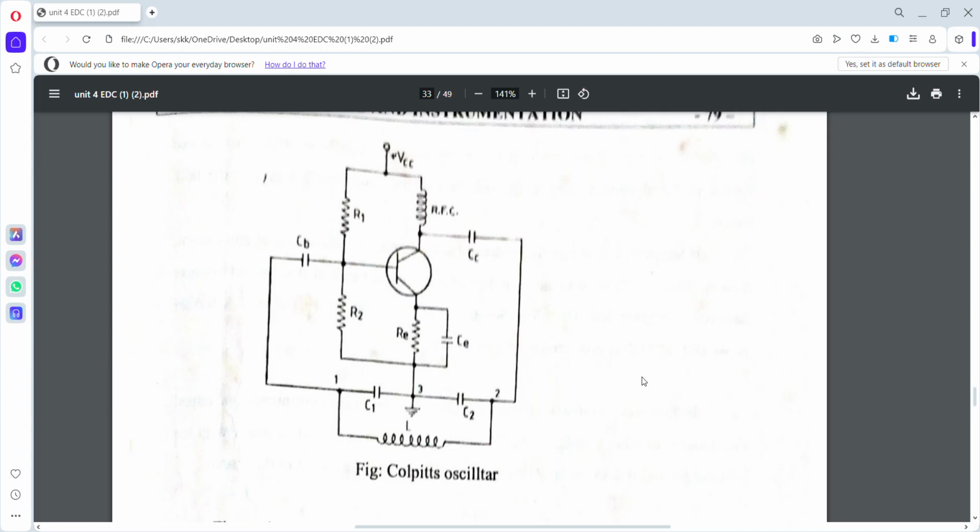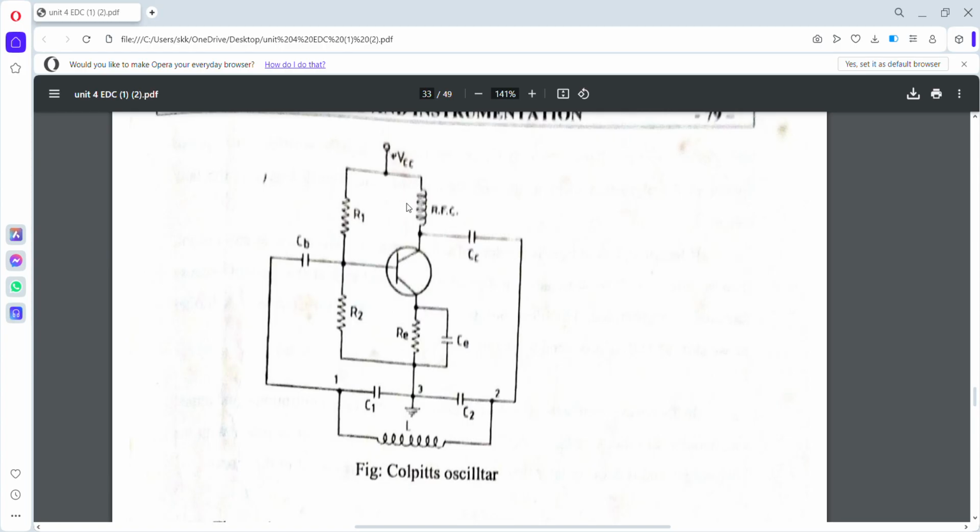Here also, we are using voltage divider bias. One choke is connected in the collector. Instead of a choke, we are connecting a resistor. It's not a problem. Then CB and CC are coupling capacitors in the base and collector. R1, R2 are base resistors. Then RC and RE. See here, this is CB, this is CC; CB and CC are connecting capacitors or coupling capacitors in the base and the collector.